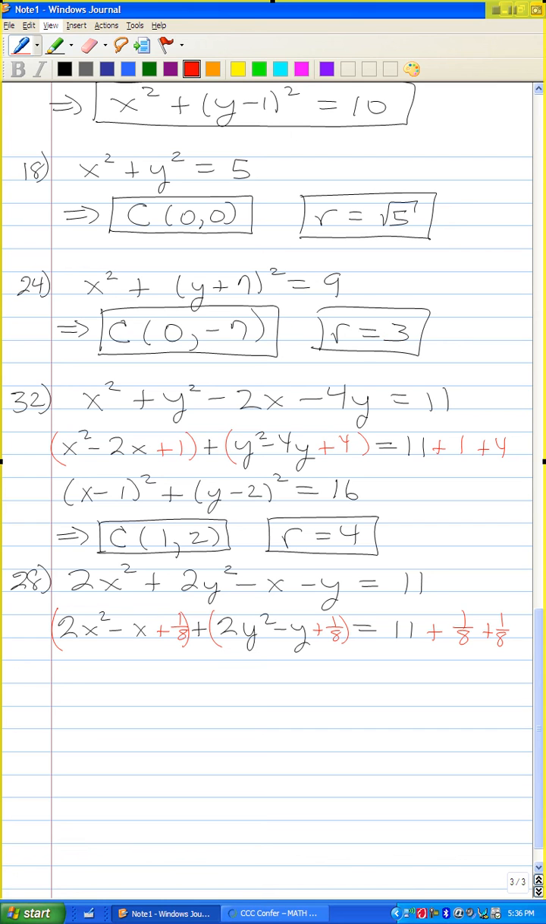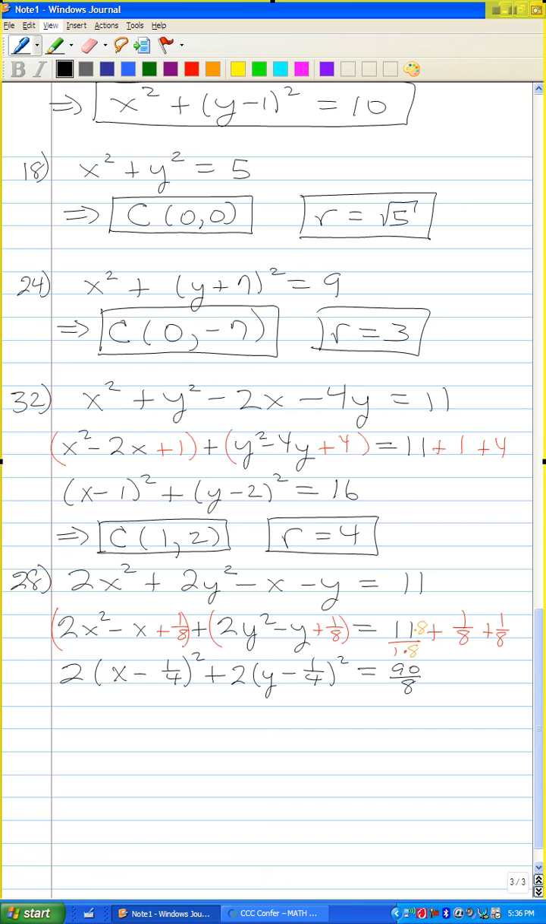And so I get 2 times (x minus 1/4) squared plus 2 times (y minus 1/4) squared, due to the fact that these are perfect square trinomials, is equal to, well, let's see. Let me get a common denominator, multiply and divide by 8. So 8 times 11, 88, plus 1 plus 1, 90 over 8.